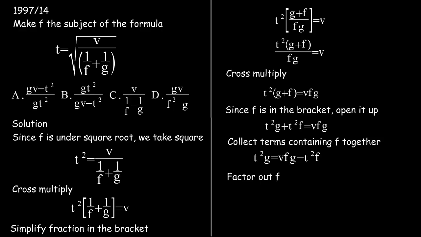Now we are going to factor f out in our right hand side, and when we factor out f, it becomes gt square is equals to f into gv minus t square. Now we are going to divide both sides by the coefficient of f, that's gv minus t square, and when we divide both sides, it becomes gt square divided by gv minus t square is equals to f.